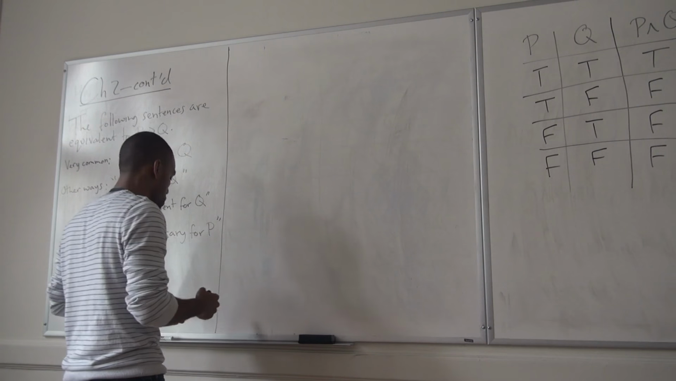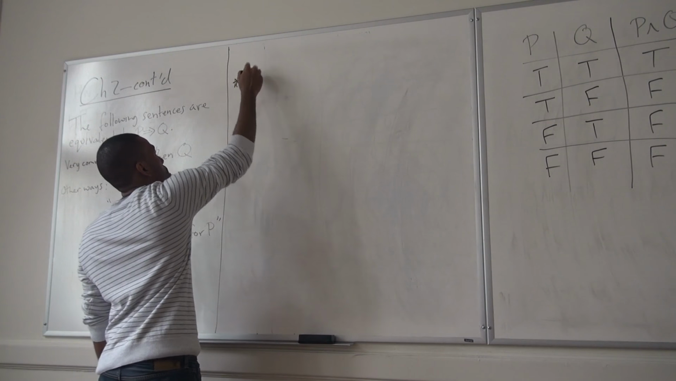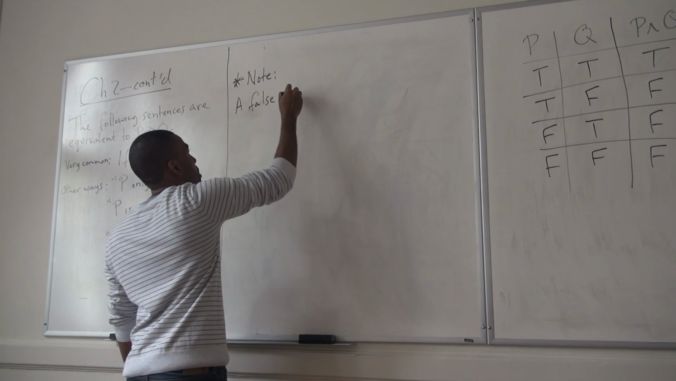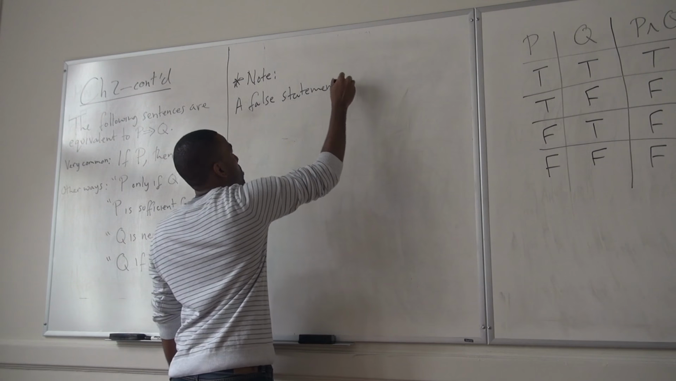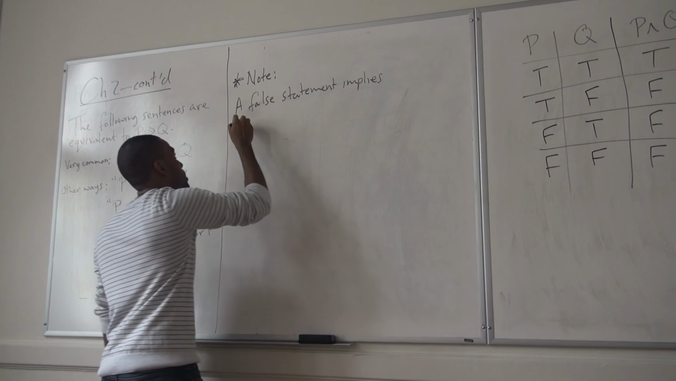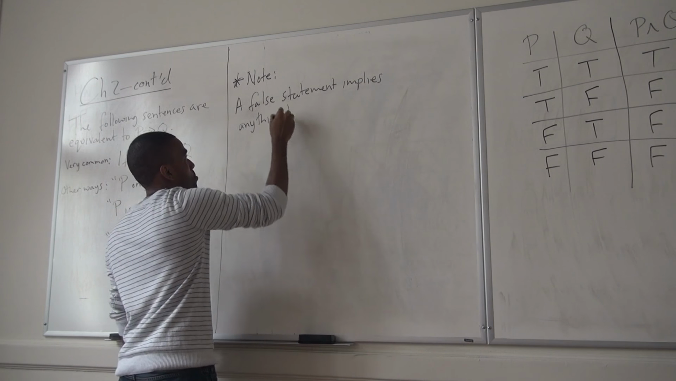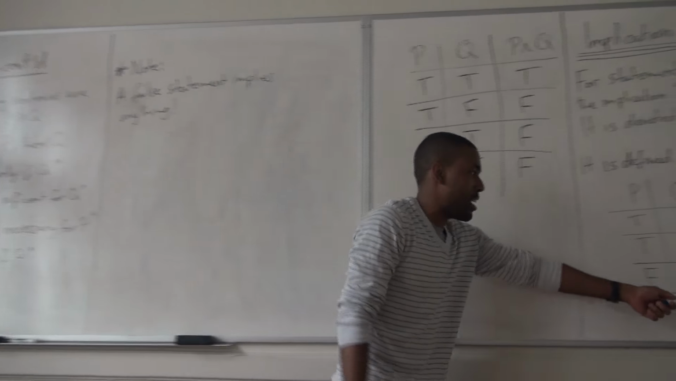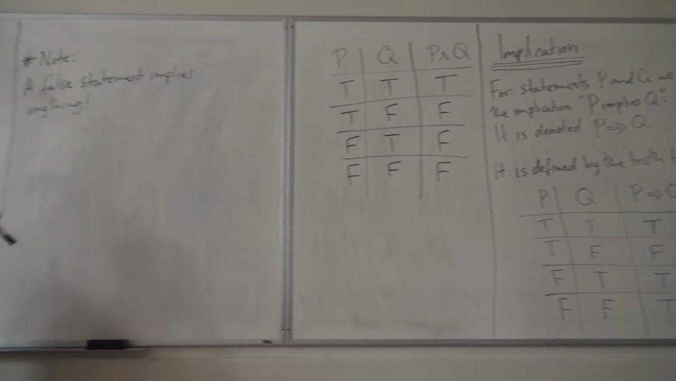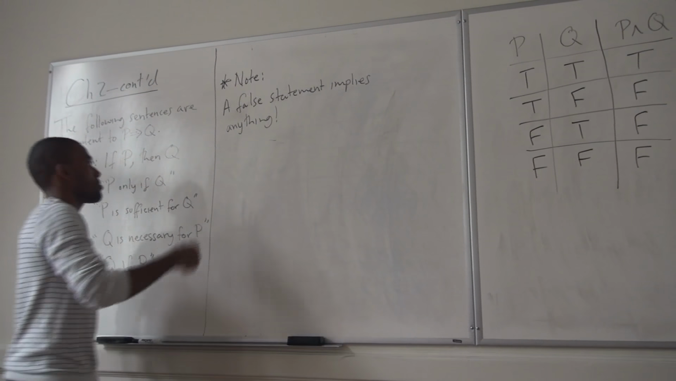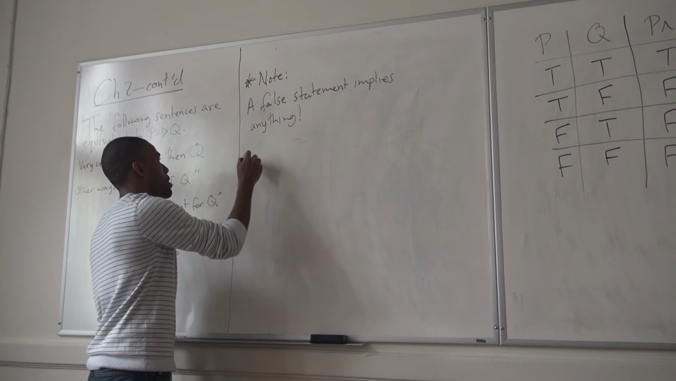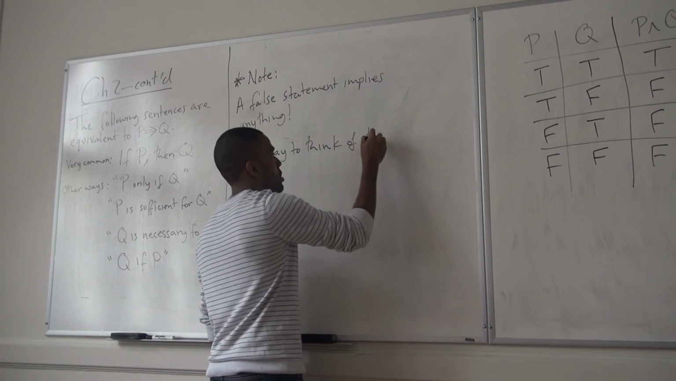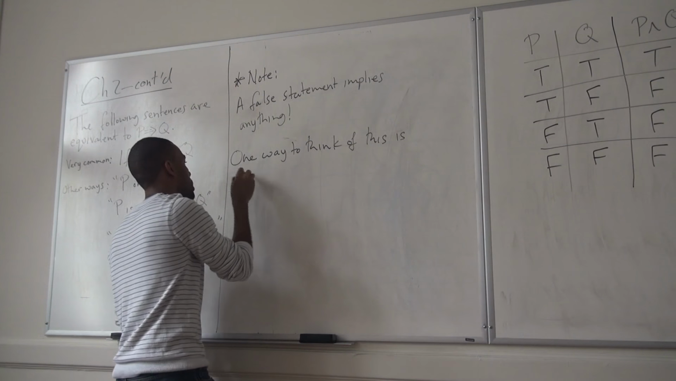Because one thing you'll note from the truth table is that a false statement implies anything. Right? Once you start telling me a false statement, it doesn't matter what else you say, I have to consider that as a true statement, which some people find very odd. One way to think of this is as a contract.